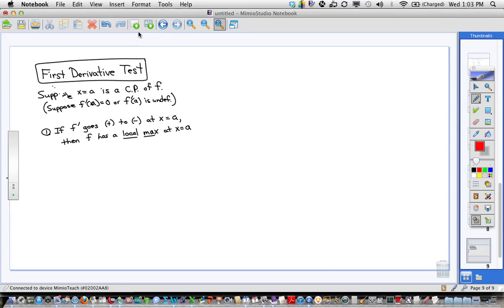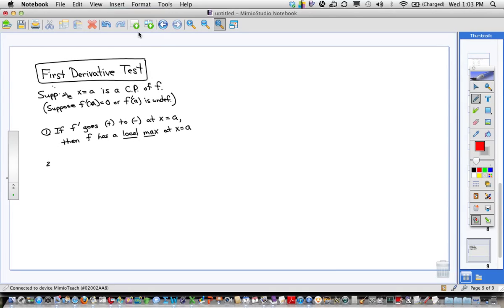Isn't that what we said a minute ago? All right. Now sometimes I'll write that out and say if f prime is positive before x equals a and negative after x equals a. But you hopefully see what I'm saying. If it goes from positive to negative, you get a local max.